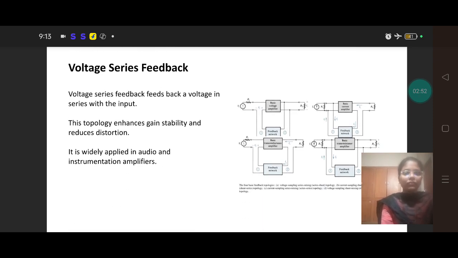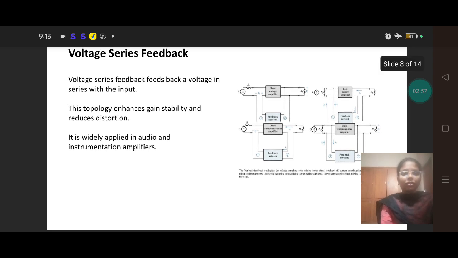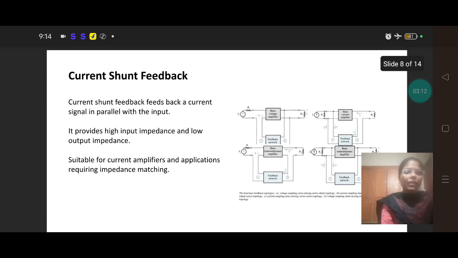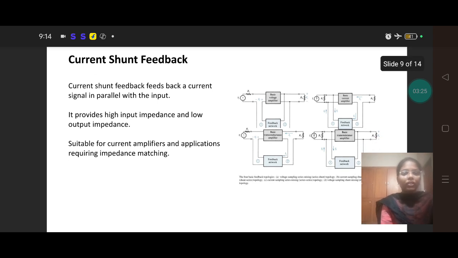Voltage series feedback feeds back a voltage in series with the input. This topology enhances gain stability and reduces distortion. It is widely applied in audio and instrumentation amplifiers. Current shunt feedback feeds back a current signal in parallel with the input. It provides high input impedance and low output impedance, suitable for current amplifiers and applications requiring impedance matching.